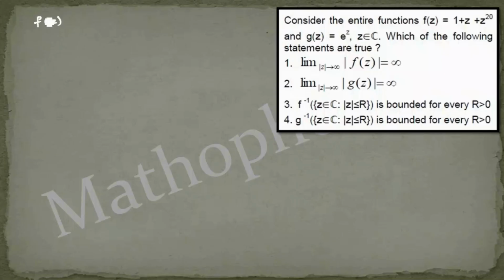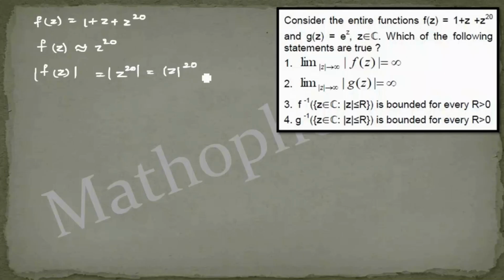So f of z is equal to 1 plus z power 20. So for a very large z, நம்ம f of z z power 20 ன்னு consider பண்ணிப்போம். So mod f of z is equal to mod z power 20, which tends to infinity. So mod f of z tends to infinity as mod z tends to infinity. So option 1 is correct.